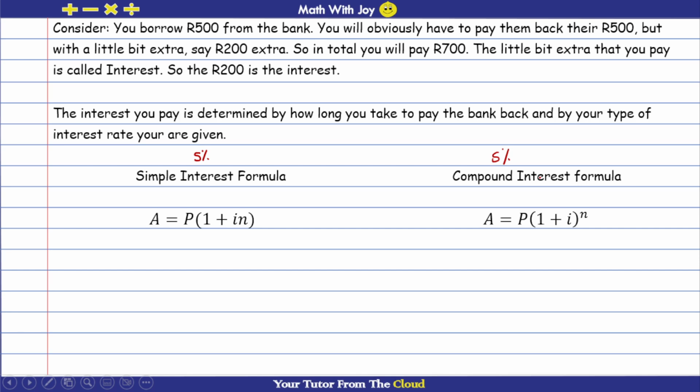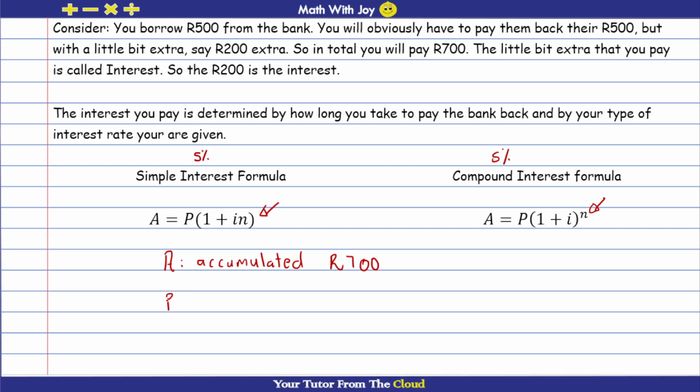All right, so you have to understand that there are two types of interest. There's simple interest, which has this formula, and there's compound interest which has that formula. Now let's understand the letters that are in the formula. As you can see, we have an A. What is the A? The A is the accumulated amount, the add up amount. In our story, we have to pay back the bank 700 rand after some time. So that's the accumulated amount. 700 rand is the money at the end.